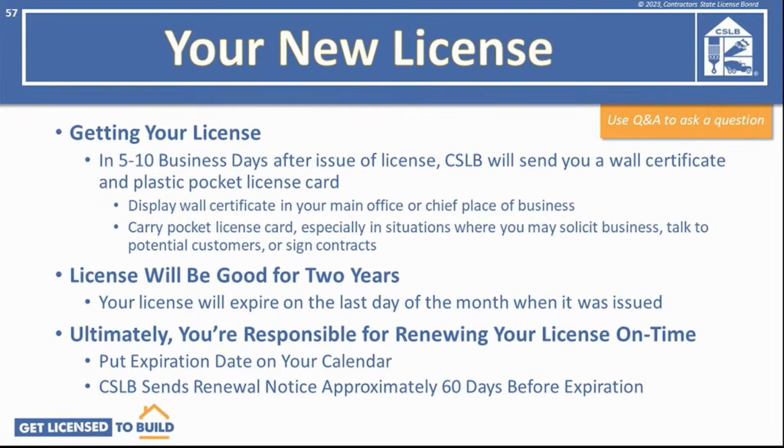Your license will be good for 2 years. It'll expire on the last day of the month when it was issued. Be sure to put that expiration date in your calendar, in your phone, anywhere you need so you won't forget it. CSLB will send you a renewal notice in the mail approximately 60 days before it expires. But ultimately, it is your responsibility to renew your license on time.